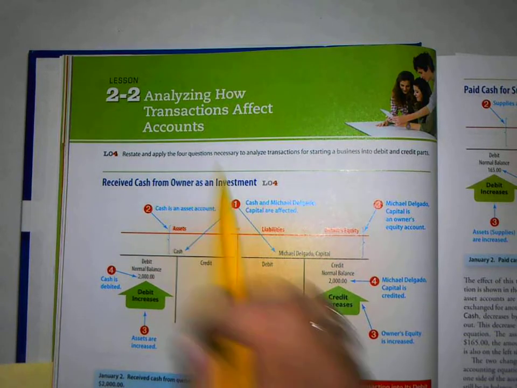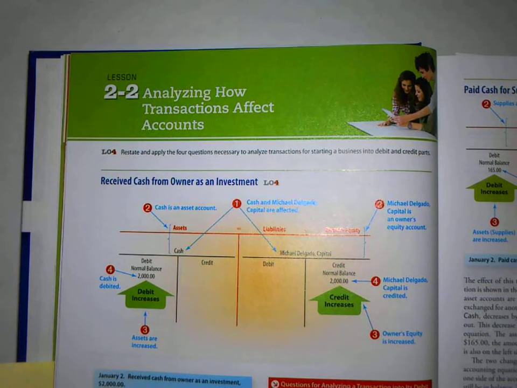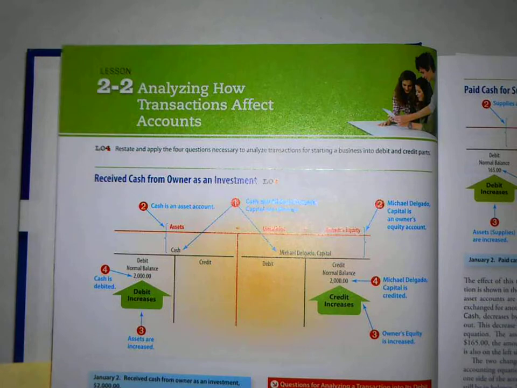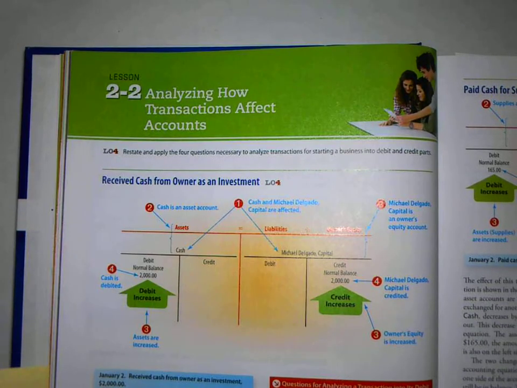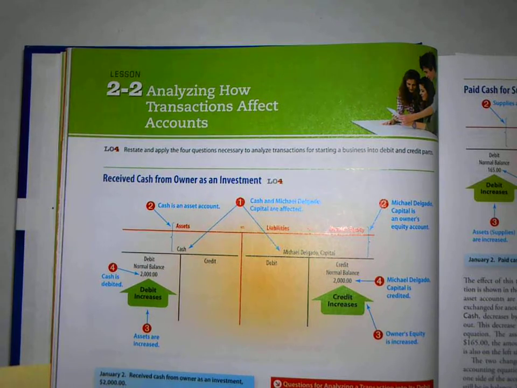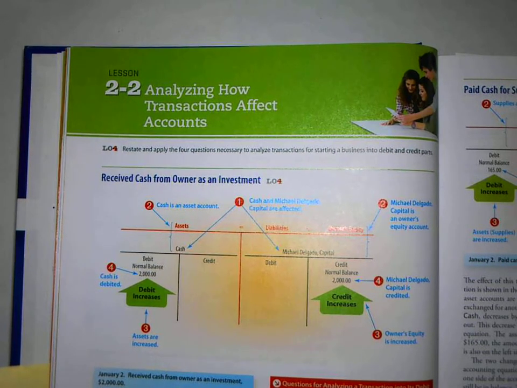So for lesson 2.2, we're going to analyze how transactions affect accounts. And so we're still going to use our T's, but we're going to use actual dollar amounts this time and not just the pluses and the minuses.